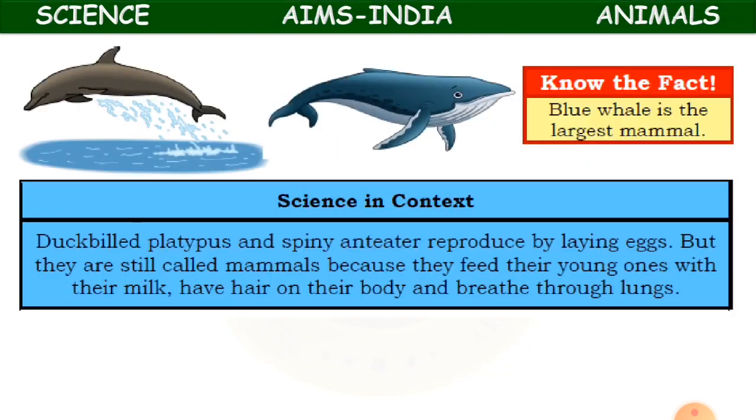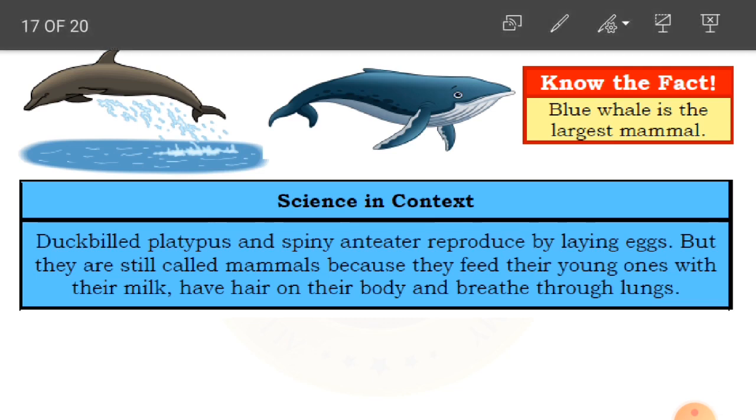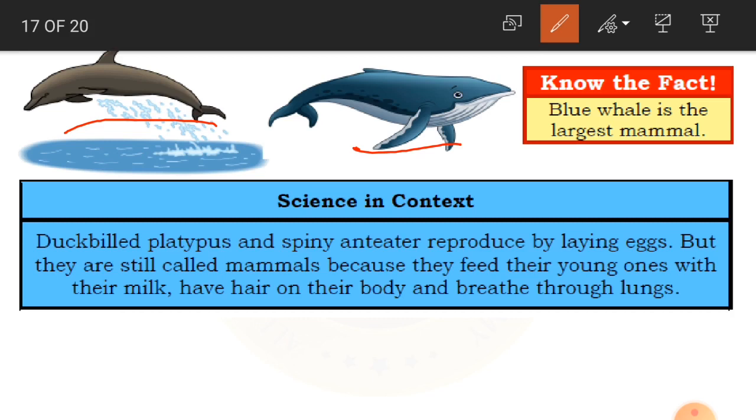Now, what is this? This is a dolphin, and this is a whale. This blue whale is the largest mammal. And the duck-billed platypus and spiny anteater reproduce by laying eggs. So these are some other mammals which reproduce by laying eggs.